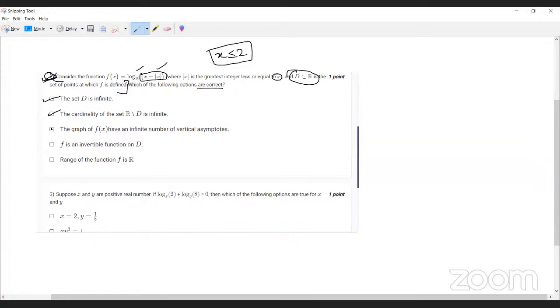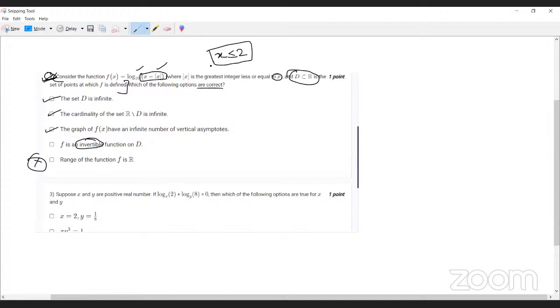Yes, this will be correct, right? Is it an invertible function? No, sir, it won't be invertible, because it is not defined at integers, and also because it will fail the horizontal line test. And the range of the function, is that not correct, right? Yes, it is only from negative infinity to 0. Sir, can you explain the third point, please?